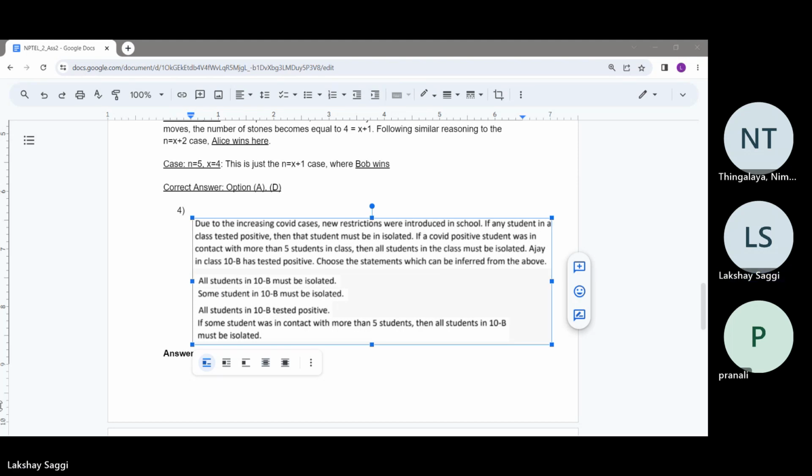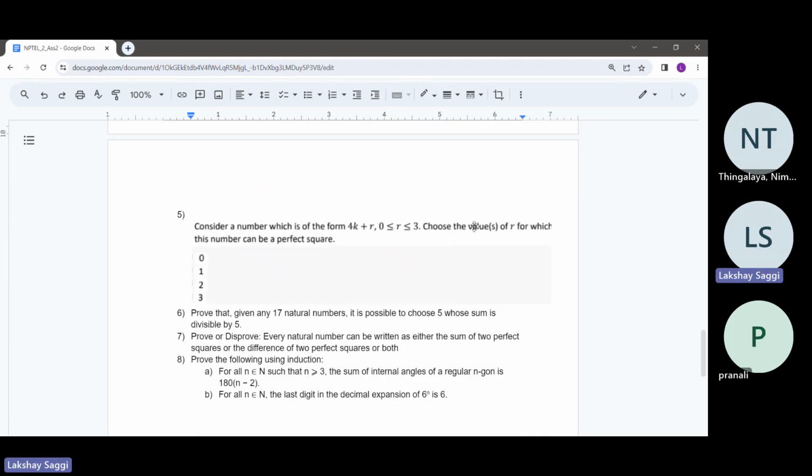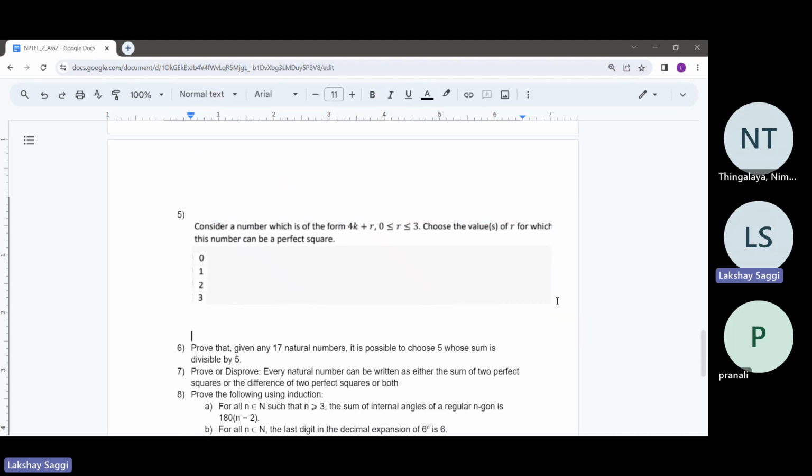Okay, it's clear. Nice. So let's move on to the next question then. The fifth question is also, I believe, slightly on the easier side. The sixth question is a sort of question which we have been doing, similar questions, since high school. So I don't think there'll be much trouble.